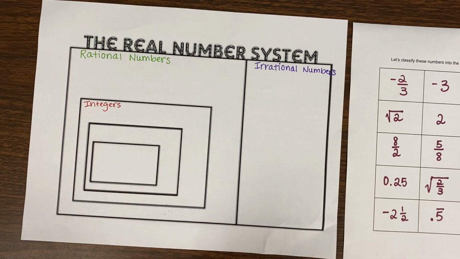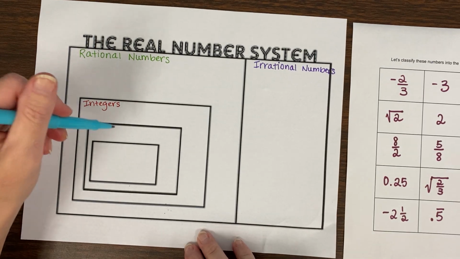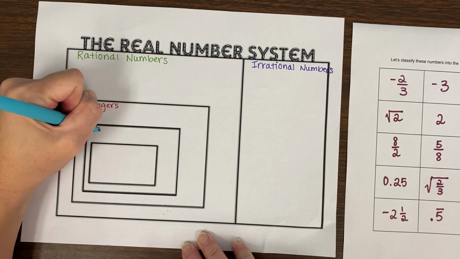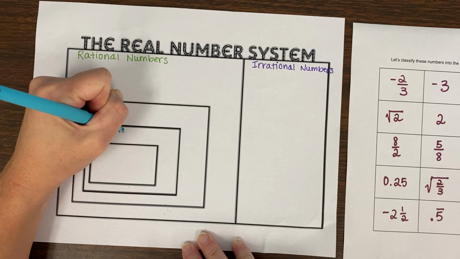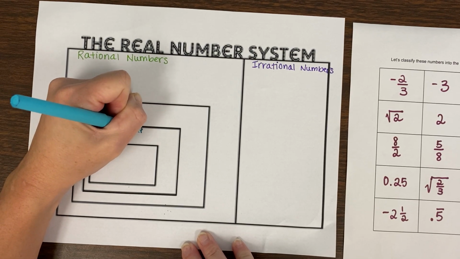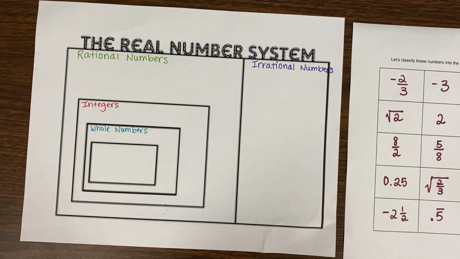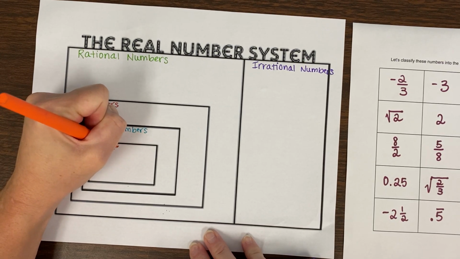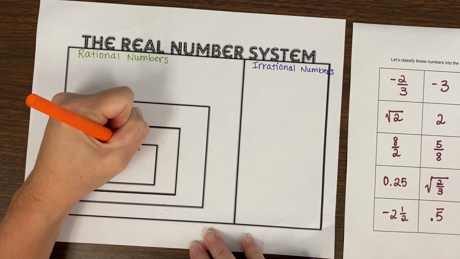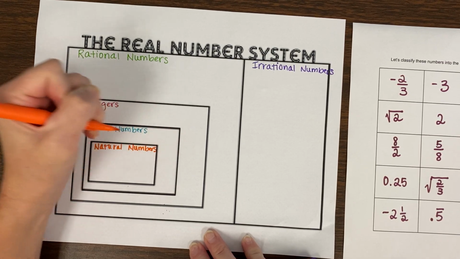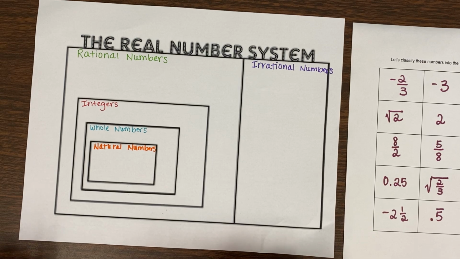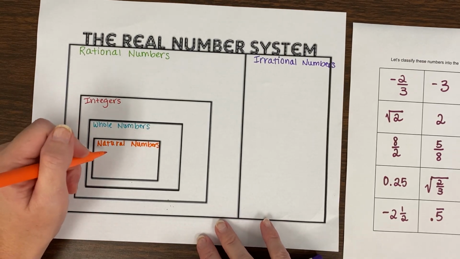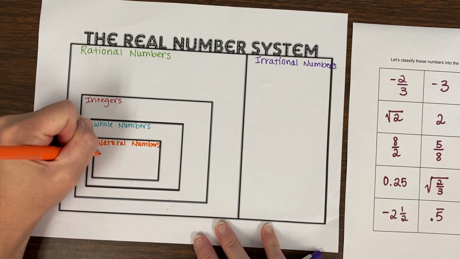A smaller group still contained within the integers, within the rational numbers, is whole numbers. And then an even smaller group within the whole numbers is the natural numbers. We also call those the counting numbers. So actually, I'm going to define just this one, like the guy did in the video.